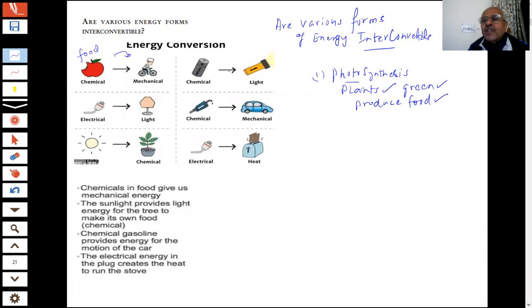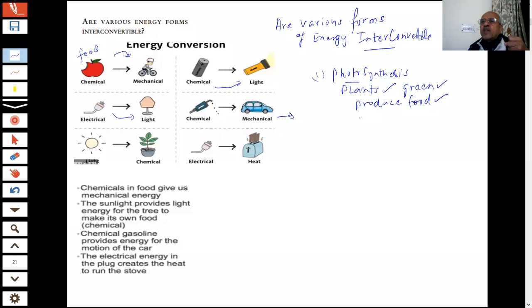Here is a cell, students. In the torch, you have put the cell, light it up. What happens? Chemical energy is converted into light energy. And lighting a bulb or electric lamp, so electrical energy to light energy. And this is petrol. Petrol, you are putting in the car and then you are driving it. How was the petrol stored? Chemical energy.